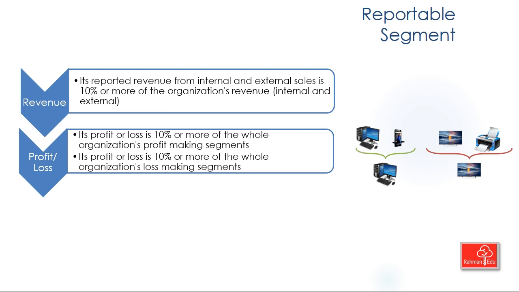Think about this. You have 4 segments. 2 segments are making a profit of $100 million. If a segment has $10 million profit or loss, it will be a reportable segment. Another 2 segments are loss making. They are incurring like $15 million loss. If any segment reports 1.5 million either profit or loss, this segment will become a reportable segment.